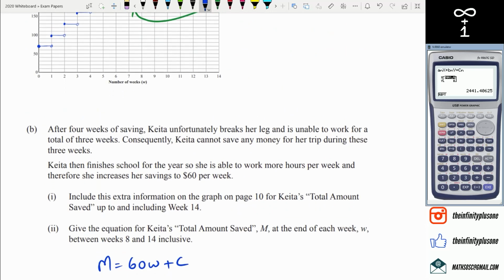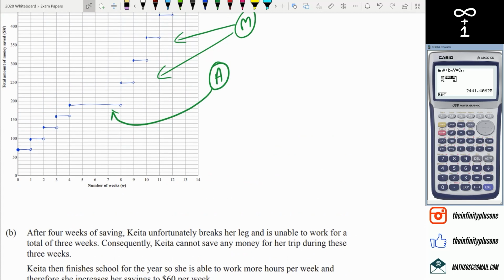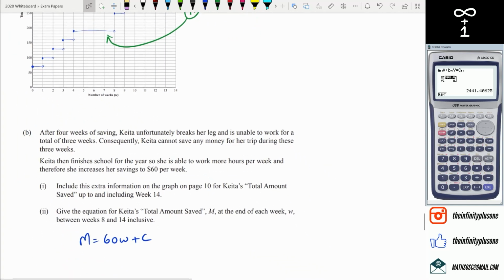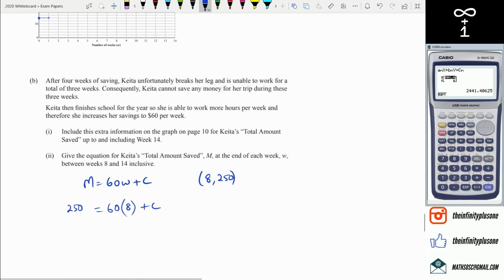And because of that, what we could also do then is figure out how much money she has at the end of each week. So if you look at the 8th week, she's got $250. So 8th week is 250. So we simply put 250 equals 60 times 8 plus C.